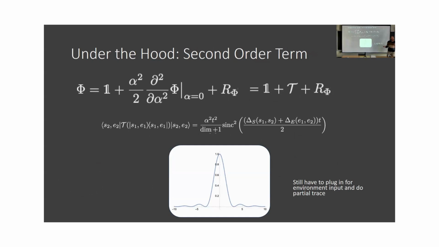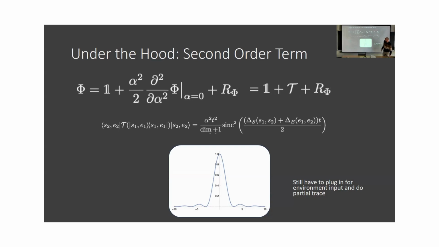So now the actual interesting dynamics occur at the second order. We can compute this for arbitrary system environment input and arbitrary system environment output. And we can find that it actually is just a sinc function, which is just sine of x over x. I'm not going to get into how we actually do that. It's just a little bit gnarly, but suffice it to say that this is the actual output. And this is what the sinc function looks like.